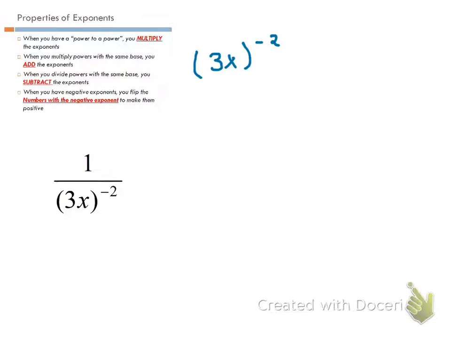Okay, so 1 divided by 3x to the negative 1/2, all to the negative 2. First, let's just look at that bottom piece, 3x to the negative 1/2. Since it's a power to a power, we need to multiply the exponents and distribute the negative 2. So you have 3 to the negative 2, x to the negative 1. x to the negative 2.